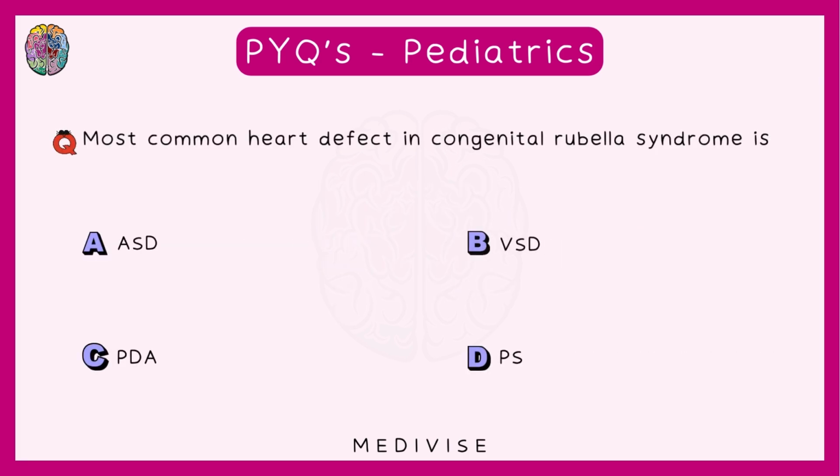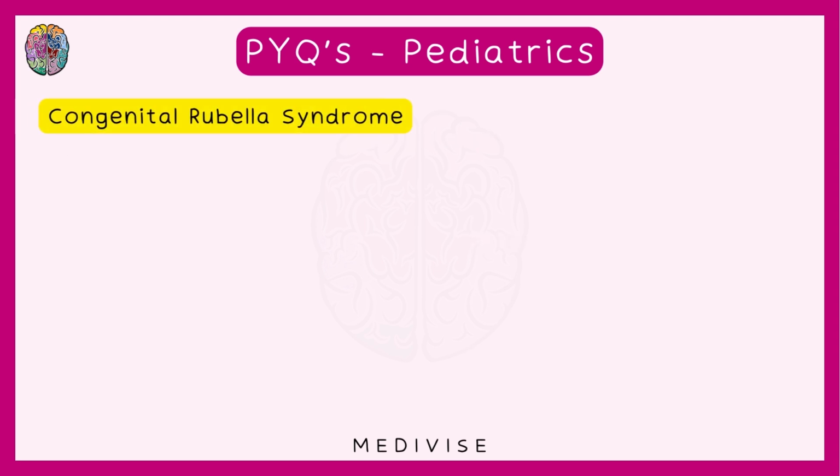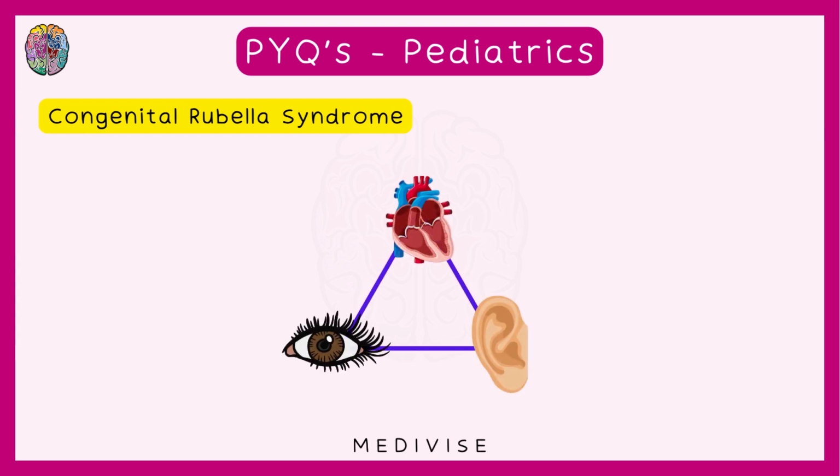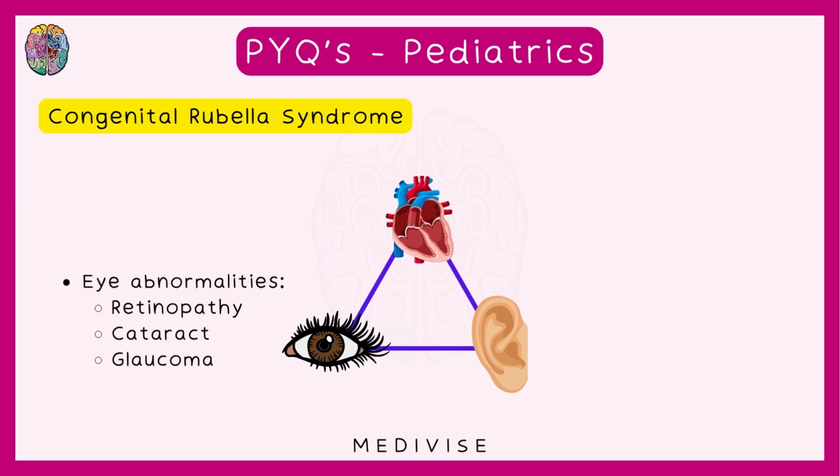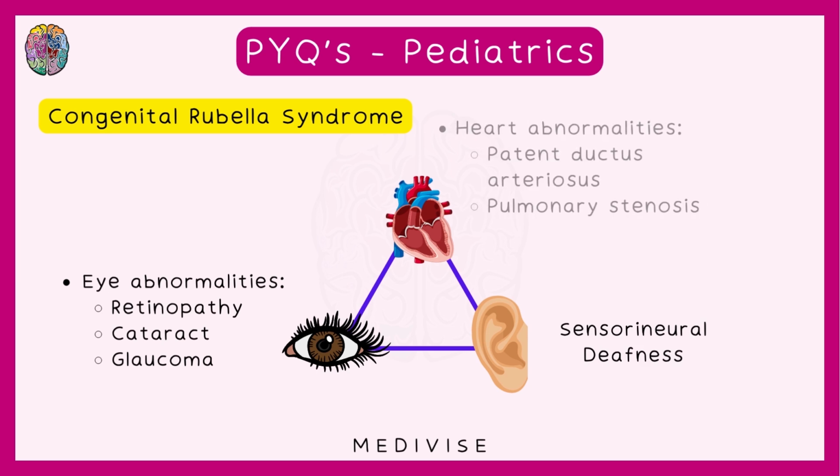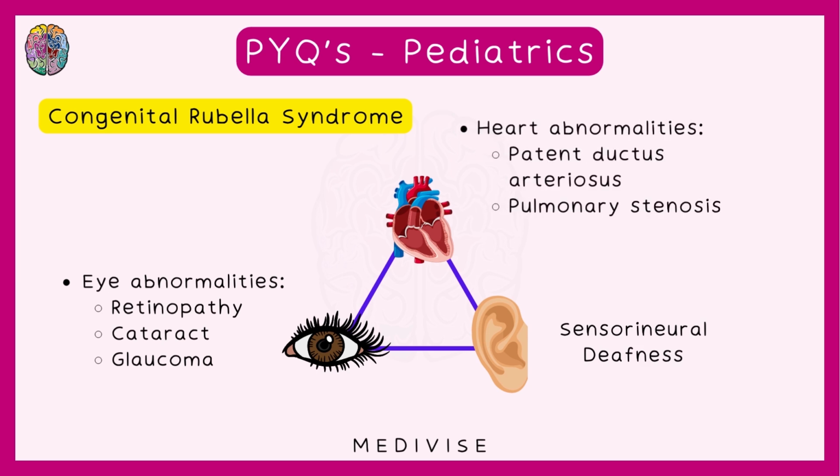Next, most common heart defect in congenital rubella syndrome is atrial septal defect, ventricular septal defect, patent ductus arteriosus, or pulmonary stenosis. So there is a triad seen in congenital rubella syndrome where the heart, eyes, and ears are affected. If the eye is affected, it leads to retinopathy, cataract, and glaucoma. If the ear is affected, it can lead to sensorineural deafness. And if the heart is affected, it can lead to patent ductus arteriosus and pulmonary stenosis.